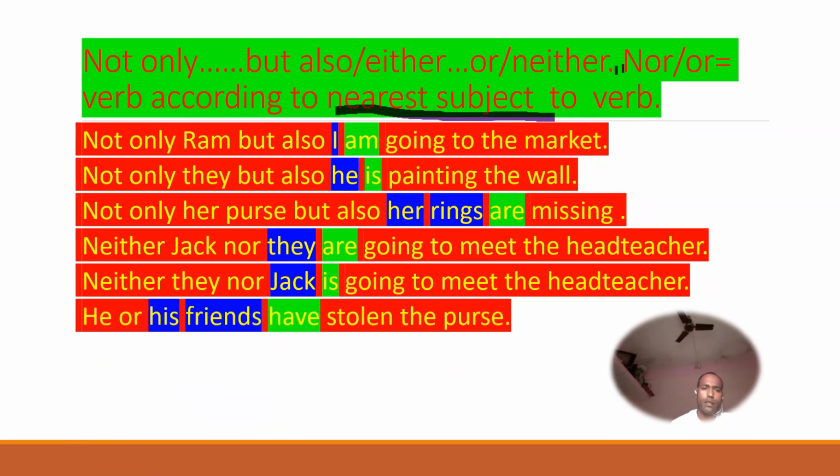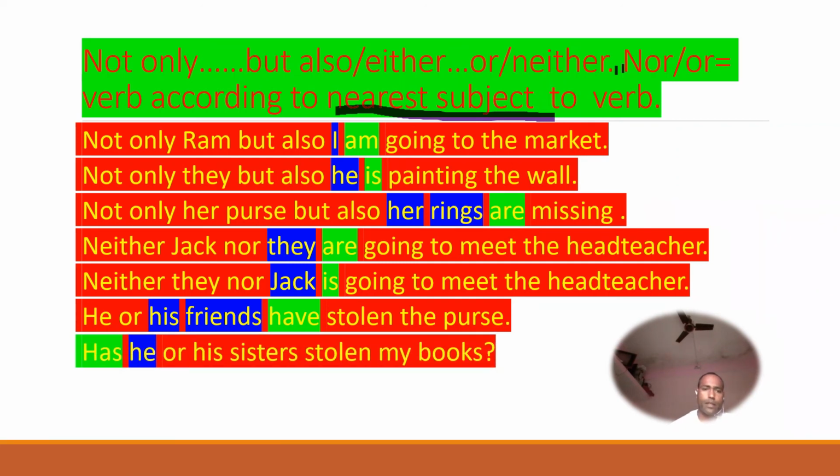Similarly, he or his friends have. His friends is near here. He is far. The nearest one is his friends, so have. Similarly, has he or his sister stolen my book, so he is near to this verb.